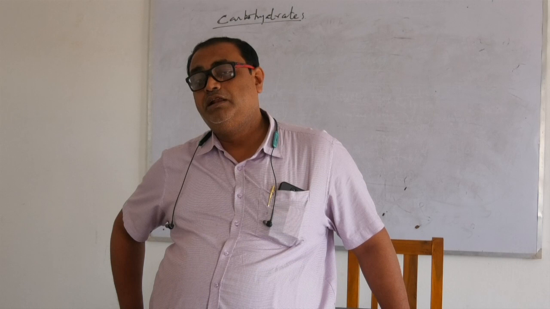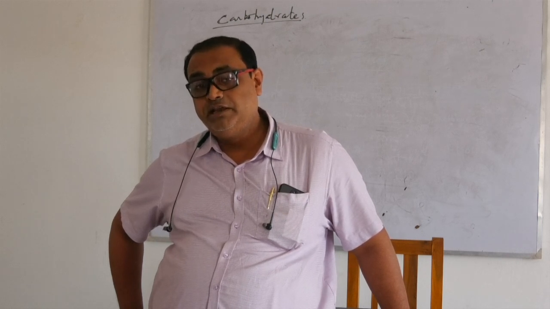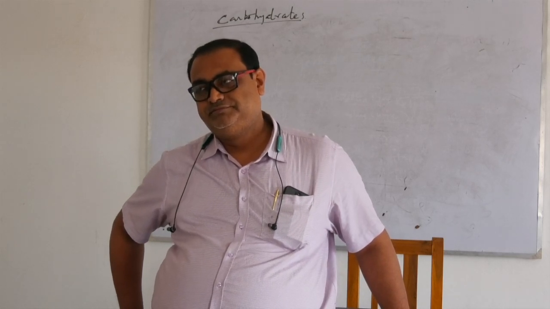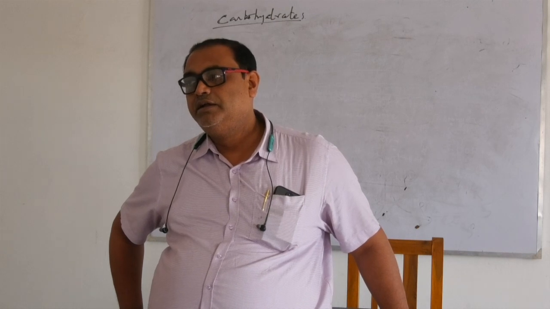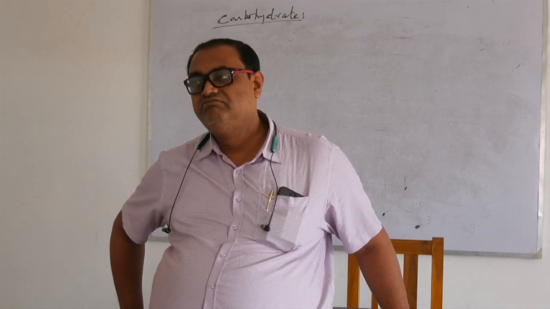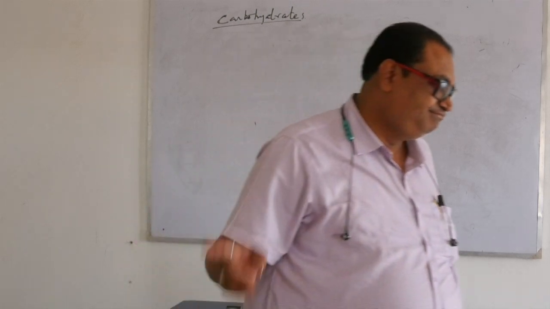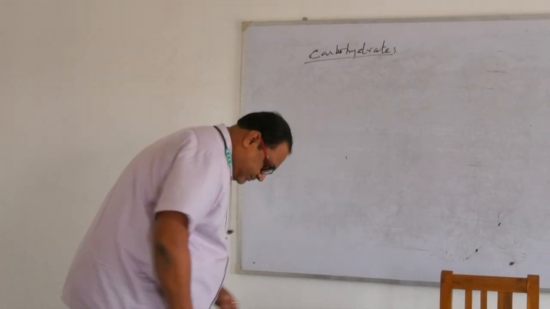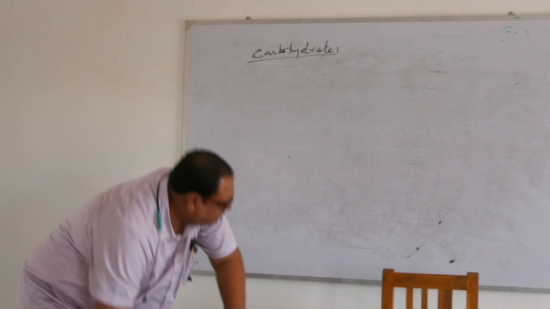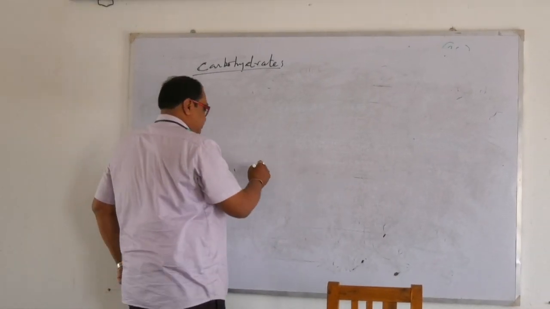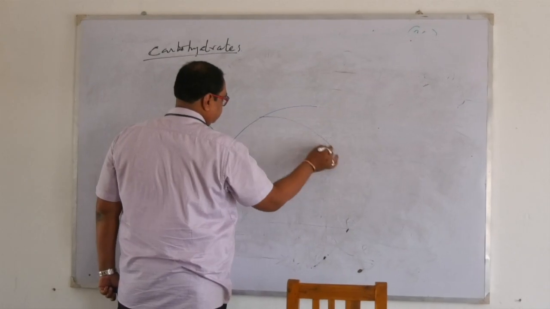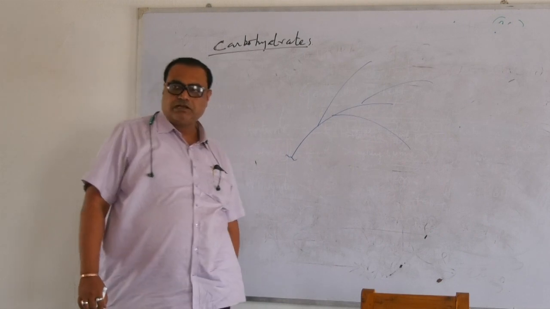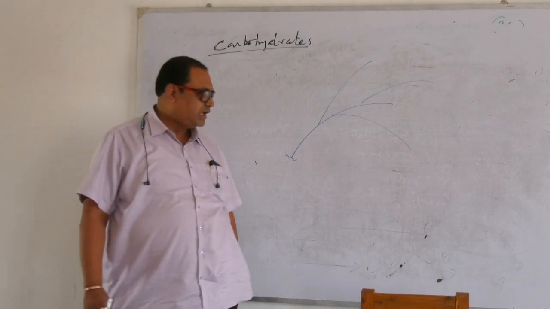To provide local energy locally during muscular exercise. Why is the structure of glycogen like this? Look. This is the structure of glycogen.